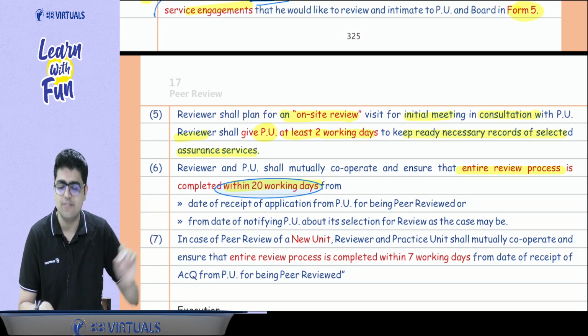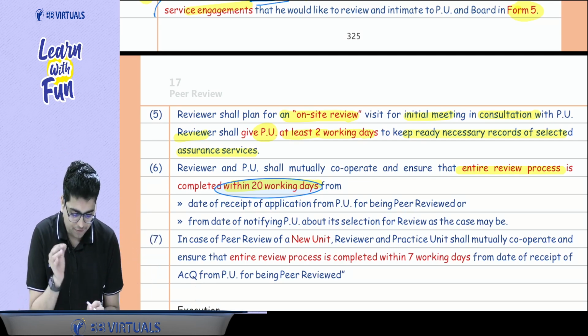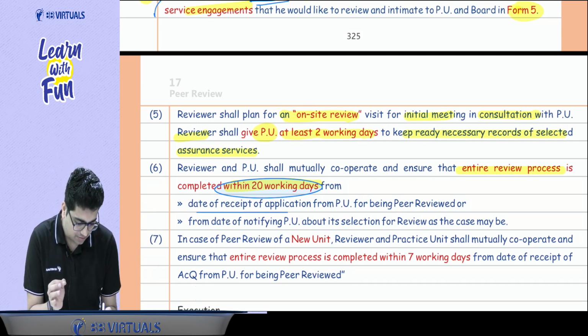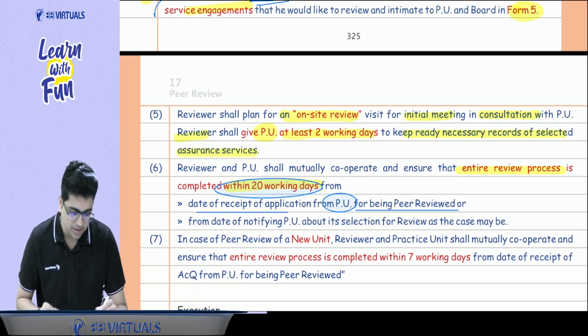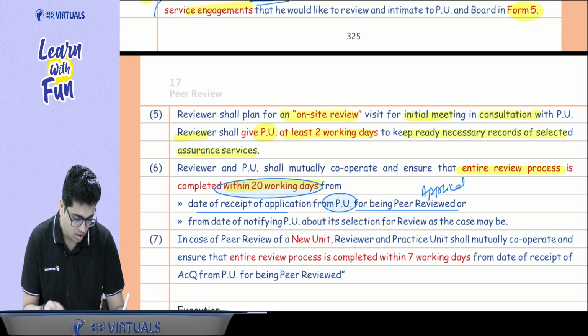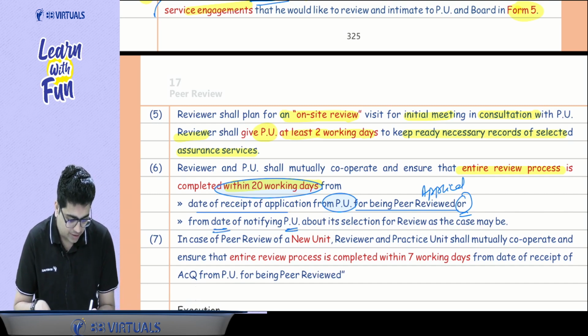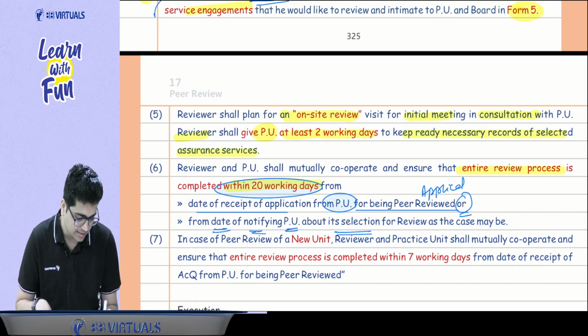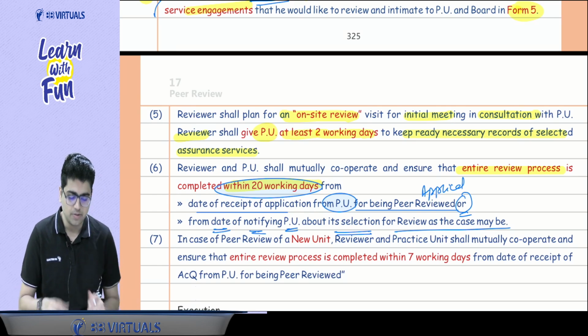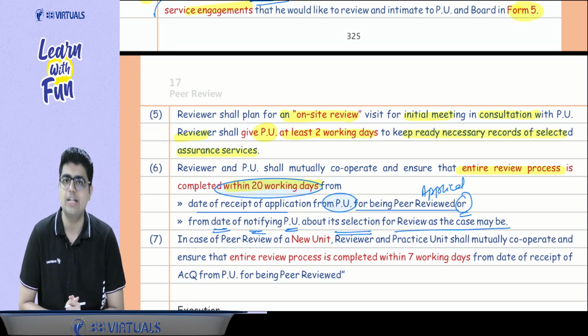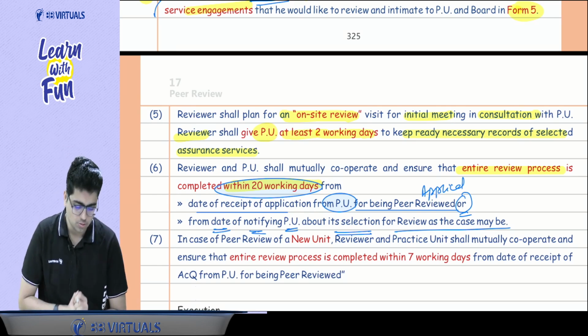Now sir, these 20 working days will start when? From the date of receipt of application from the practicing unit for the purpose of being peer reviewed, in case the practicing unit has applied for it, or if the practicing unit has been selected by the peer review board, then from the date of notifying the practicing unit about its selection for the review, as the case may be. So whatever be the case, within 20 working days the whole process needs to be completed.